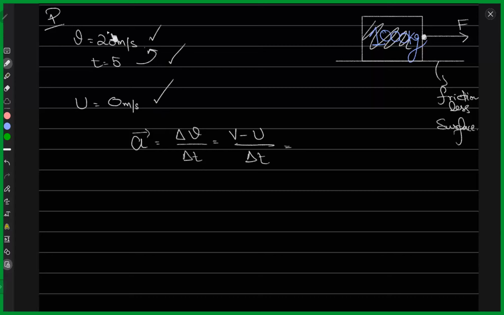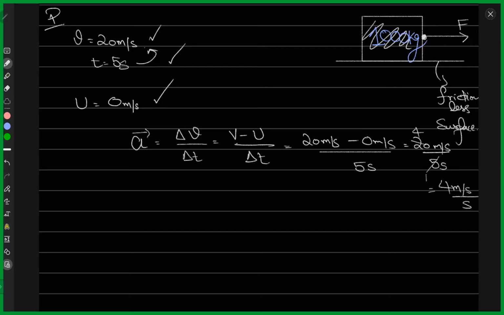So V is 20 meters per second, U is 0 meters per second, and the time it takes to cause this change in the speed is 5 seconds, right? 5 seconds. So that gives you 20 meters per second divided by 5 seconds, which gives you, 5 fours are 20, and this becomes 4 meters per second per second.